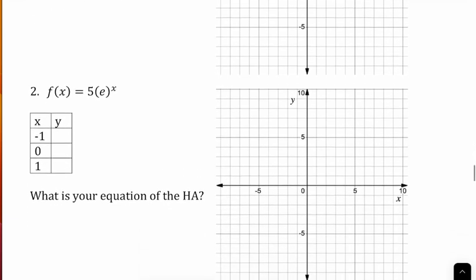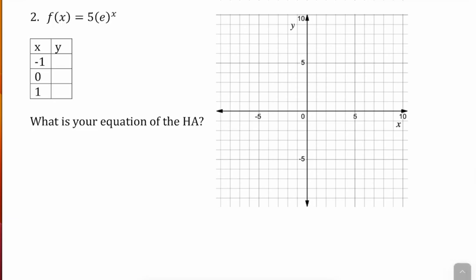So let's do one of our exponentials, okay? I want to do number 2 together. To get you started in these, I have chosen the x's that are good to plug in, okay? And if you see an e, we have to use a calculator. E is approximately 2.71828. So let's go ahead and plug those values in so we have some points that we can plot, okay? So we would do e to the -1 power first. We would get an answer and then multiply by 5 if we follow order of operations.